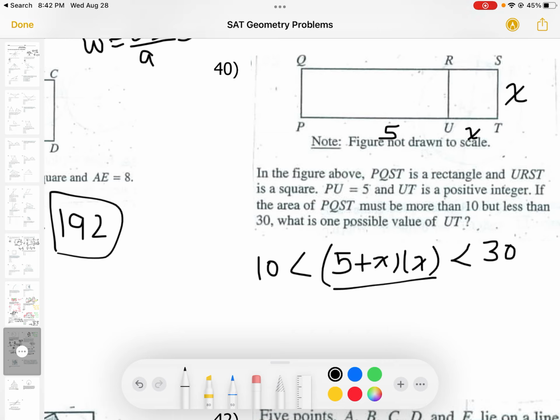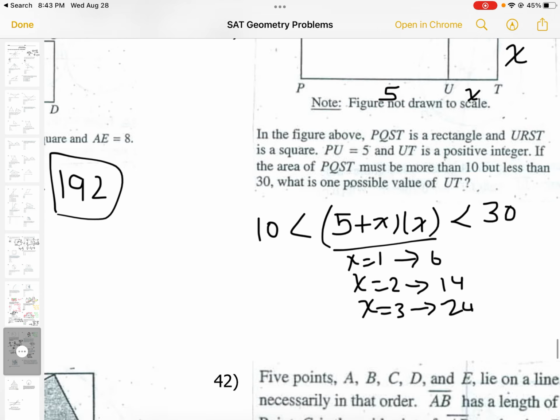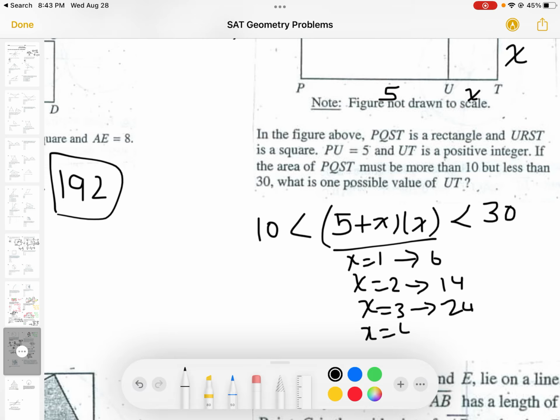If we plug in 1, this thing is 6. So it clearly won't work. It's not working. If X is 2, we get 5 plus 2 times 2. That is, what? 14. That works. If X is 3, we get 24 as a result. But if we plug in X is 4, then we start getting too big. Then it's above 30, so no. And anything higher won't work. So X equals 2 and 3 are the only values that work.